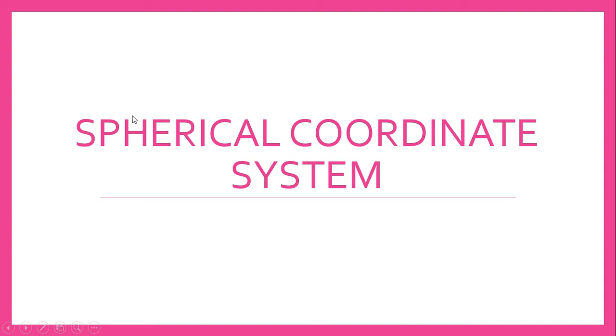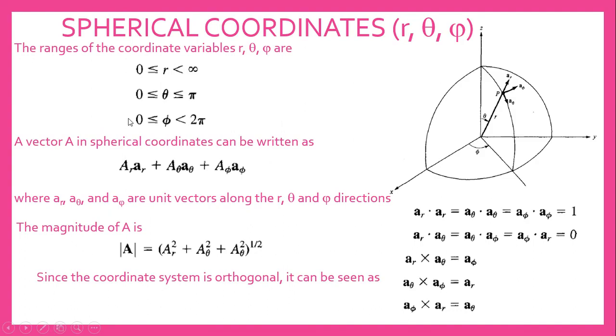Hello students, today we are going to see the spherical coordinate system. It is also an orthogonal coordinate system. It has three axes, namely r, theta and phi.